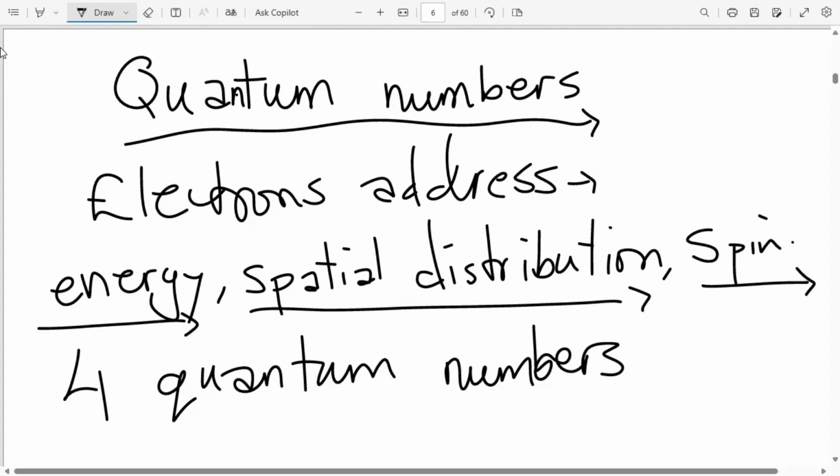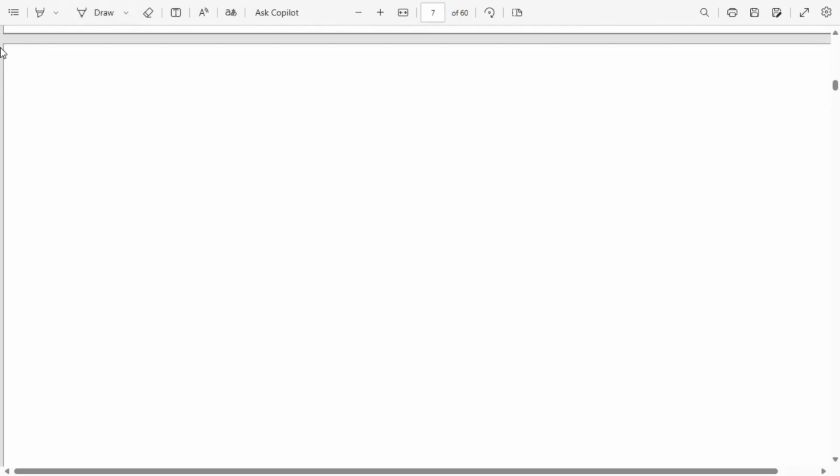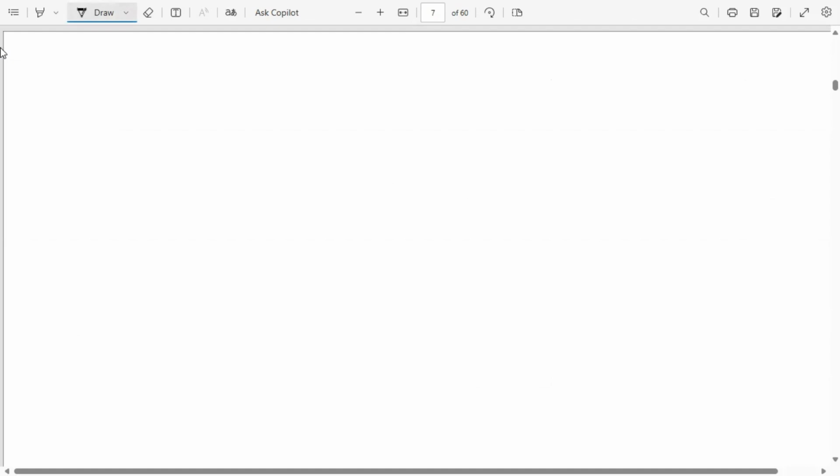Okay, so what are the four quantum numbers that I'm talking about? The first one is what we call the principal quantum number. The principal quantum number.